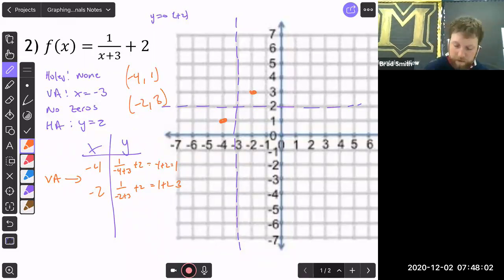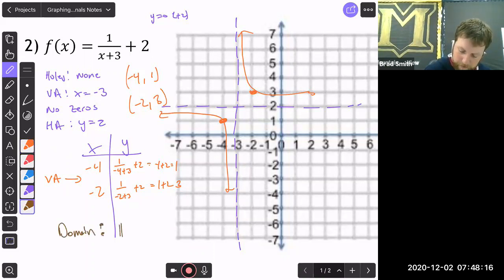That's enough information for me to get a sketch. All I'm looking for is just a sketch. So I know I'm going to come here. I'm just going to go there and there. Boom, boom. Then lastly, my domain is going to be all real numbers except for x cannot equal -3. And I got everything. It's kind of in a list. We're good to go.